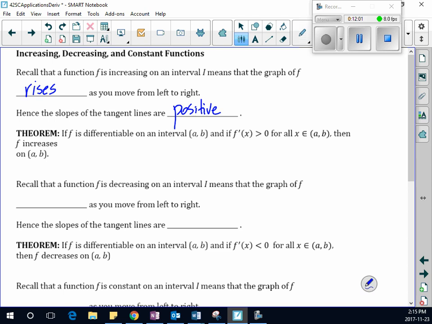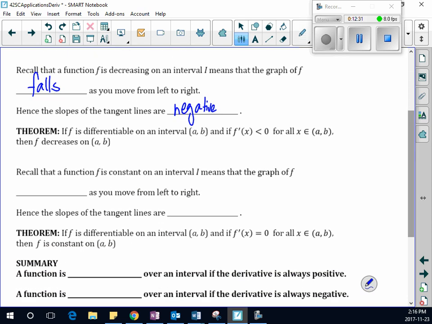If you have a curve, and all the slopes are positive, then it has to be increasing. So recall that a function f is decreasing on an interval I means the graph of f falls as you move left to right. Hence, the slopes of the tangent lines are negative. Okay, so here's the theorem that says if f is differentiable on interval AB and f prime of x is less than 0 for all x's between a and b, then it decreases.